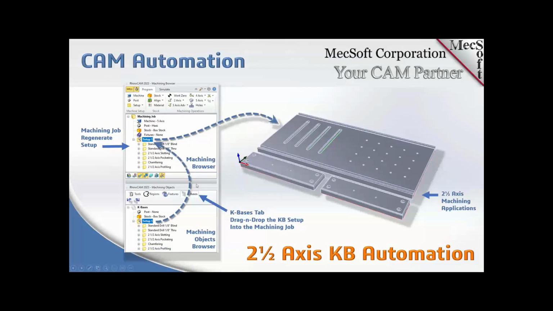And then, like I mentioned in this slide here, we've already set our selection rules, and we're just dragging and dropping operations up into the machining job and generating them to automatically come up with a toolpath. If there's any questions, feel free to add them in the questions panel, and we're monitoring them in the background.